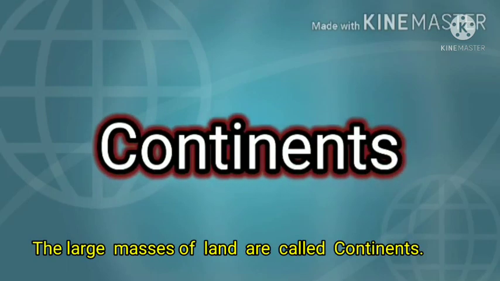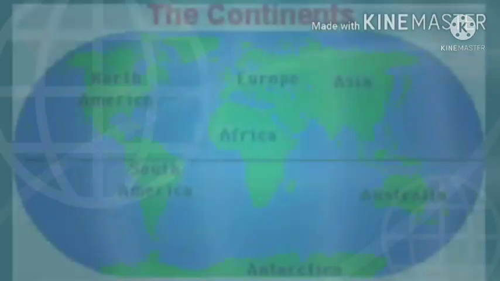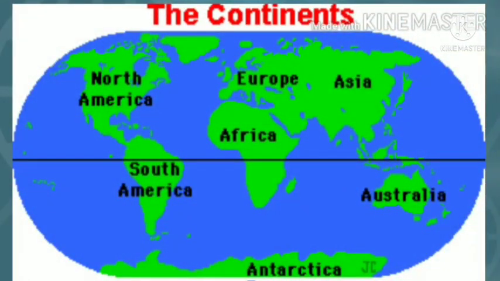The large masses of land are called continents. There are 7 continents. Which are the 7 continents? They are Asia, Africa, North America, South America, Antarctica, Europe and Australia. Asia is the largest continent in the world. Australia is the smallest continent in the world.